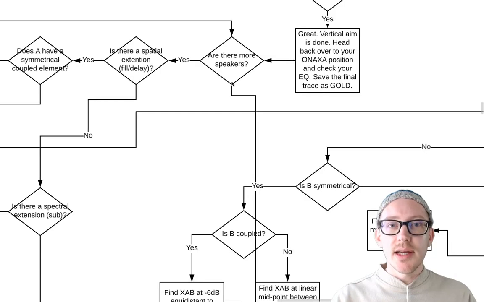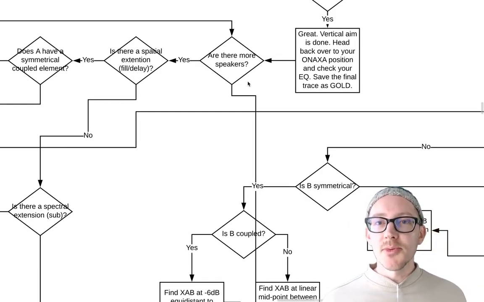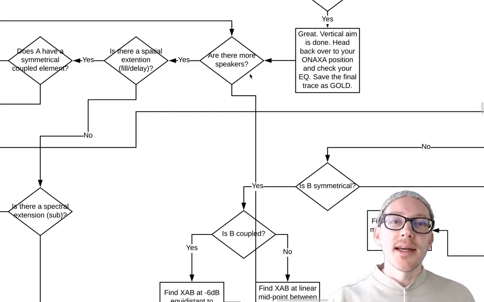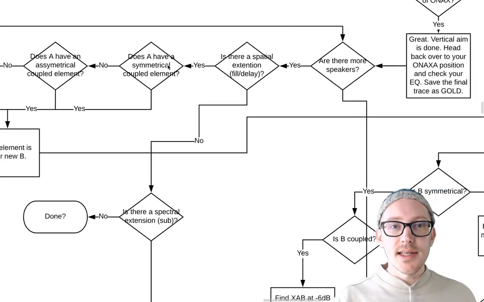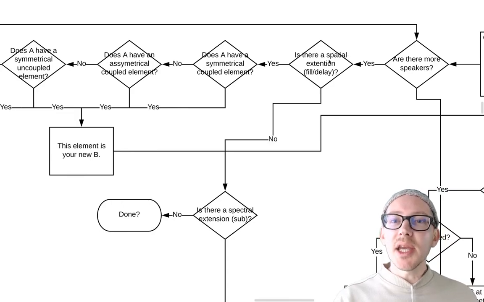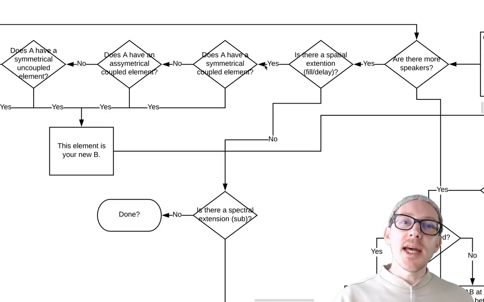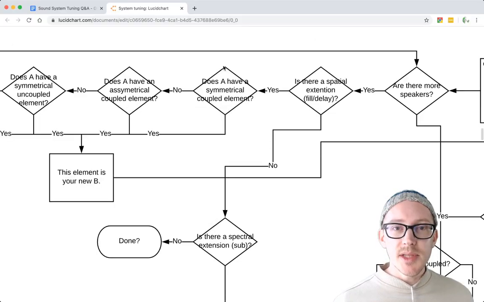And it's this one right here. So this flow chart starts with assuming that you have at least one speaker, and then you go through some steps with that single speaker. And then one step that you get to is, are there more speakers? If the answer is yes, then it says, okay, is this a spatial extension, like a fill or a delay speaker? If the answer is yes, is it symmetrical? Is it coupled?